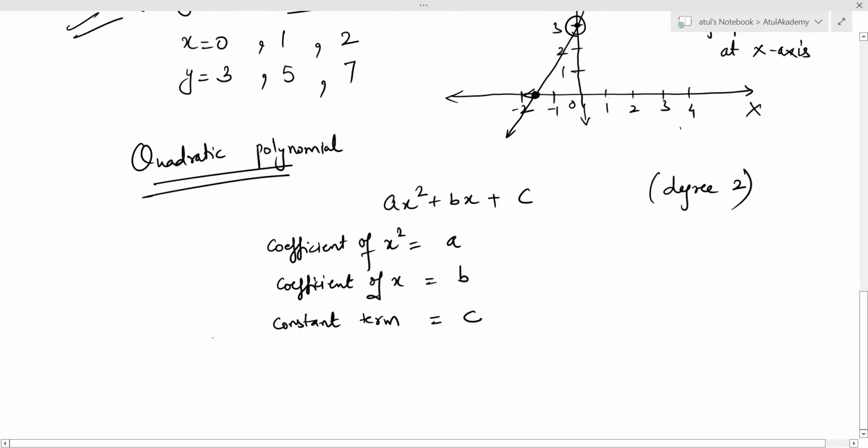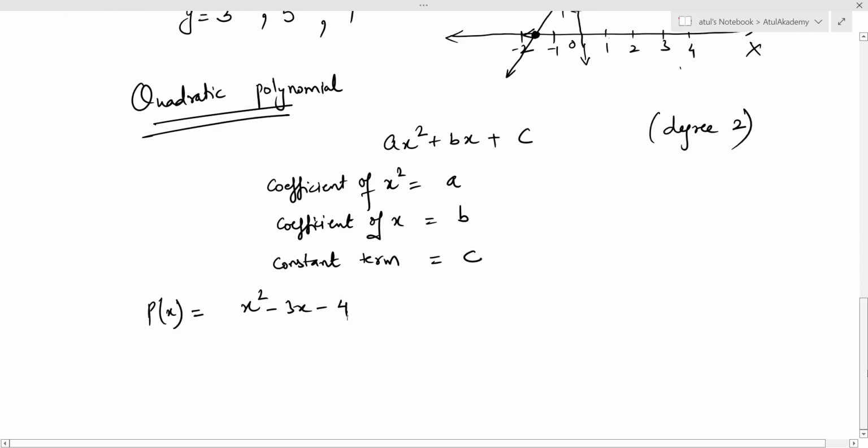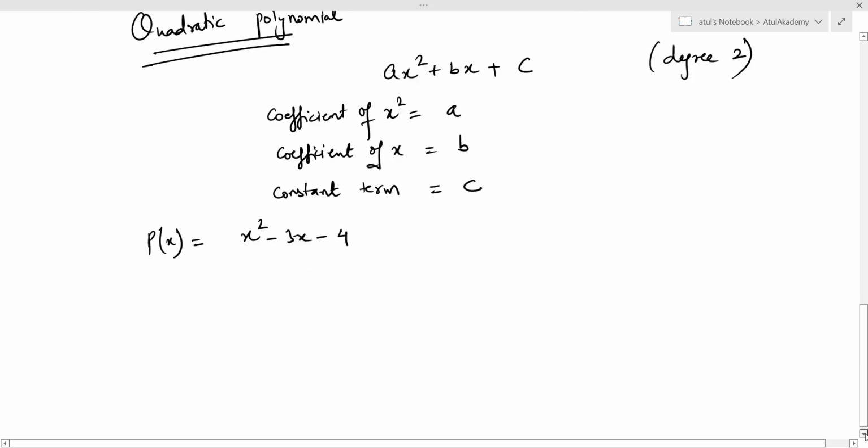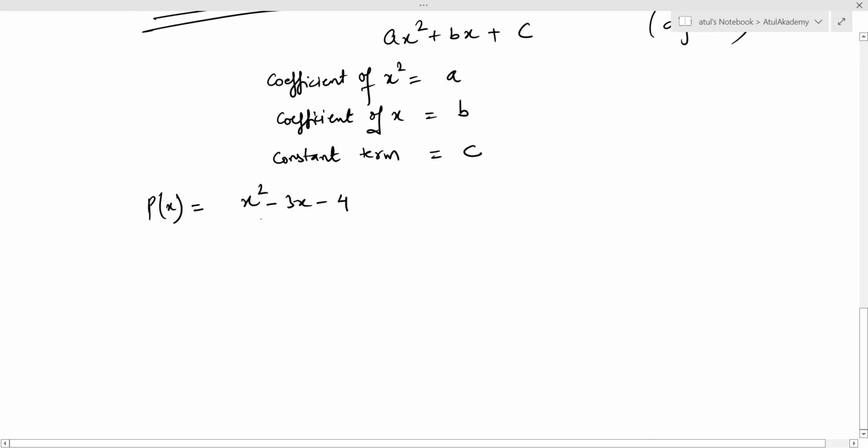Let us consider an example and see how the graph will be for this. My polynomial p of x is x square minus 3x minus 4. We will be plotting the graph for this also to get the zeros. As the degree is 2, it will have two zeros, and zeros are where the graph intersects the x-axis. Let us first find different values of x and y.